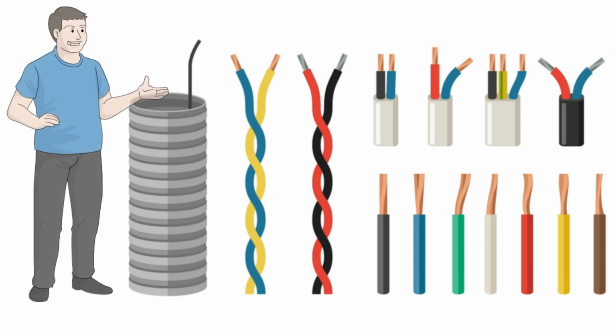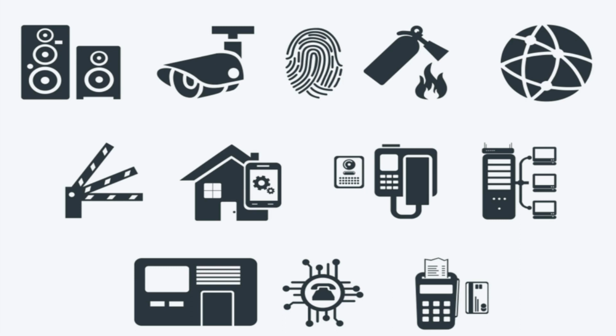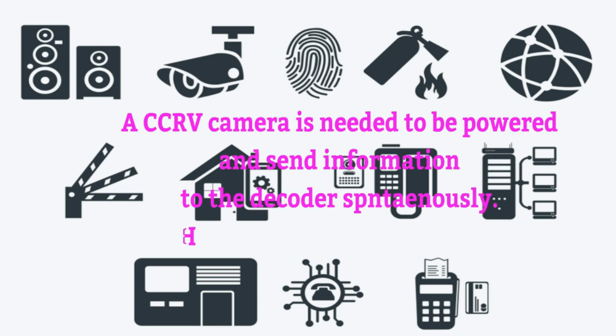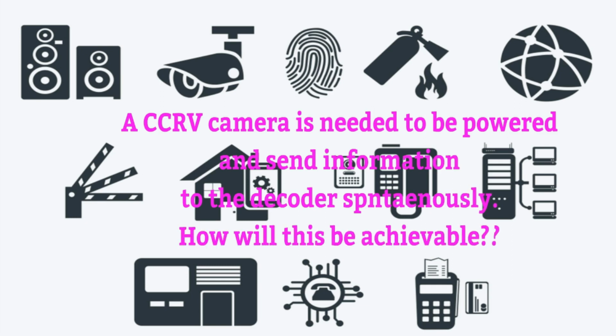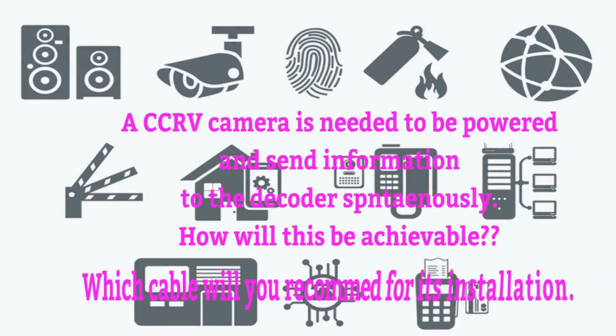But before I proceed, I'd like to carry out a poll. Comment your answer, as it will go a long way in understanding today's tutorial. A CCTV camera needs to be powered and send information to the decoder simultaneously. How will this be achievable? And which kind of cable will you recommend as an electrical building services engineer for the system?